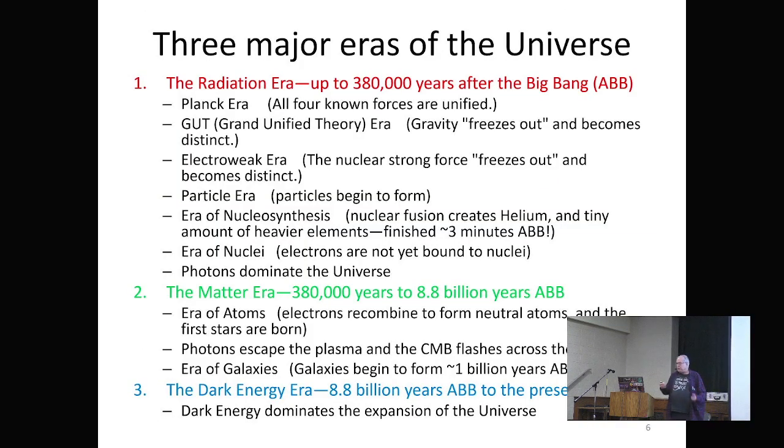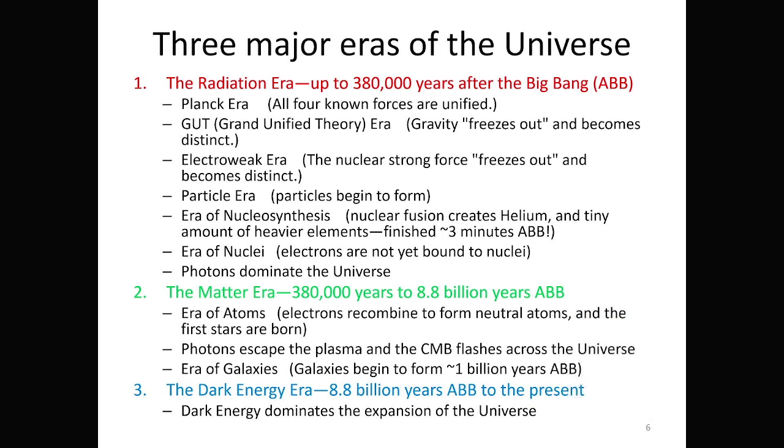So there are these three major eras. The radiation era was up to 380,000 years after the Big Bang. The matter era, 380,000 years, up to 8.8 billion years after the Big Bang. And then something happened 8.8 billion years after the Big Bang, where a new something that we call dark energy took over and began to push the universe apart.